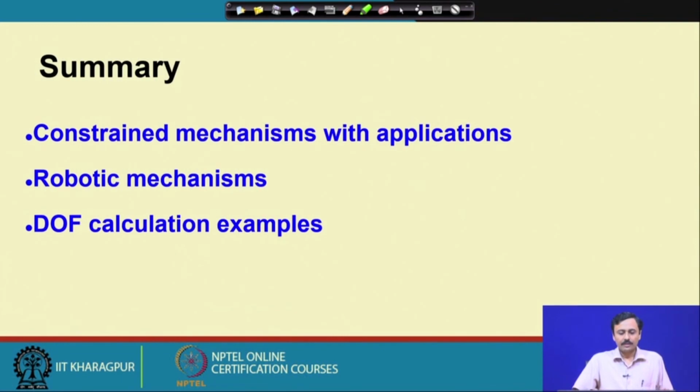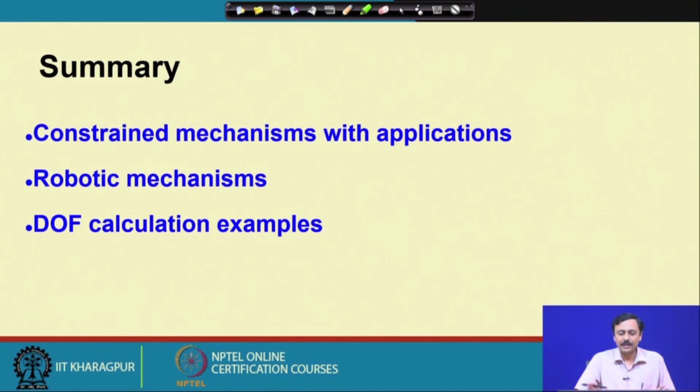So, let me summarize what we have discussed today. We have defined and discussed constraint mechanisms and looked at a number of applications. Actually, this constraint mechanism, because it is so special, has a very special place in the study of kinematics. Because of its applications, there are a huge number of applications of constraint mechanisms.